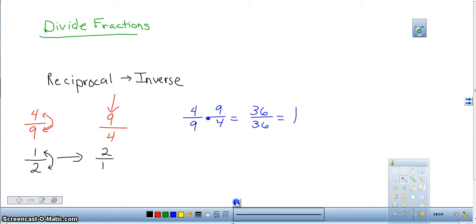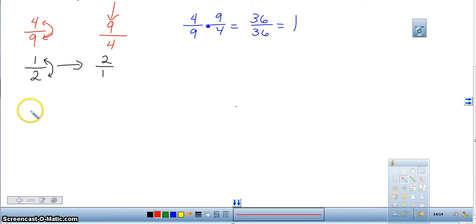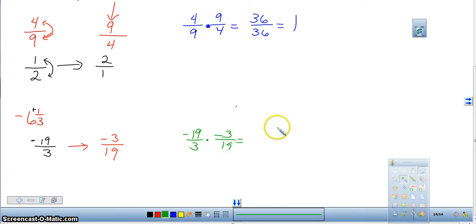If I have a number like -6 and 1/3, that one's a little bit different. To find the reciprocal, you have to take 3 times 6, which is 18, plus 1, so 19. You have -19 over 3. So its reciprocal, or inverse, would be -3 over 19, because if I multiply them, you get positive 57 over positive 57, because two negatives make a positive, which is 1. Okay, so those are reciprocals, or inverses.